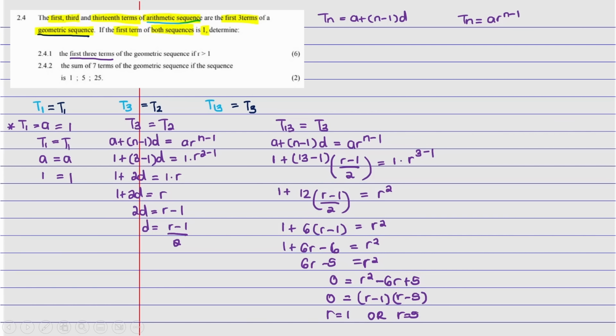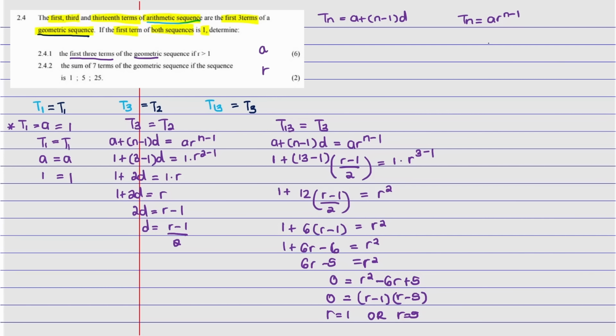Before I continue with this question, I want to say something very important, right? In this question, if you look at it, finding the next 3 terms, since we are given a, to find our next 3 terms we need r of the geometric. So that is why we made d the subject of the formula, right, so that everything is in terms of r, so that we can solve for r. I hope that makes sense.